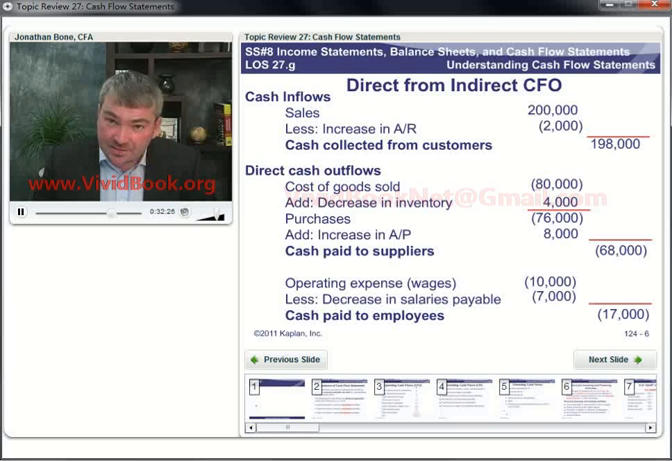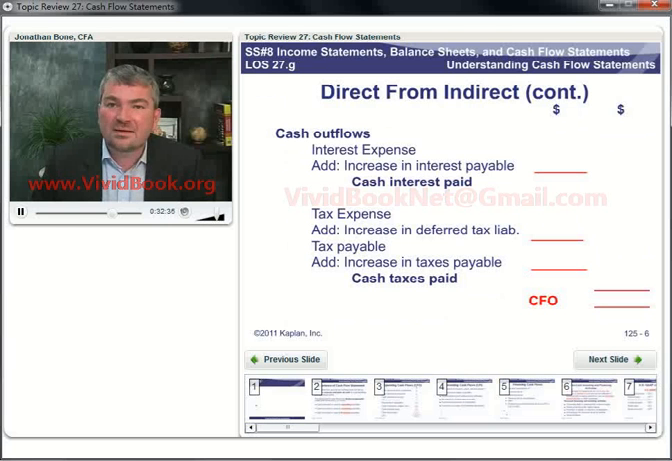Our next item of course in our income statement is depreciation. Now we just simply ignore it because it's a non-cash item. So that then takes us to the interest expense. So the interest expense in the income statement, 1,000. Look for any asset or liability. We've got an interest payable liability, 6,000 last year, 7,000 this year. So a 1,000 increase. So therefore the cash interest paid was 0.